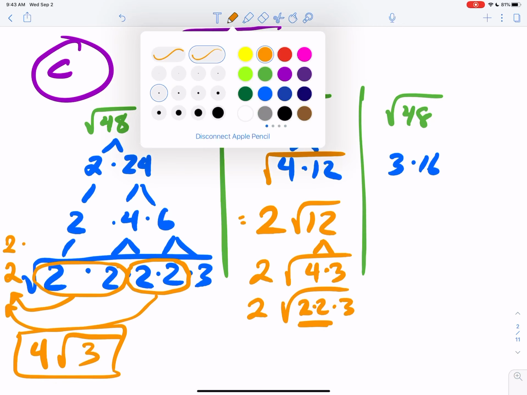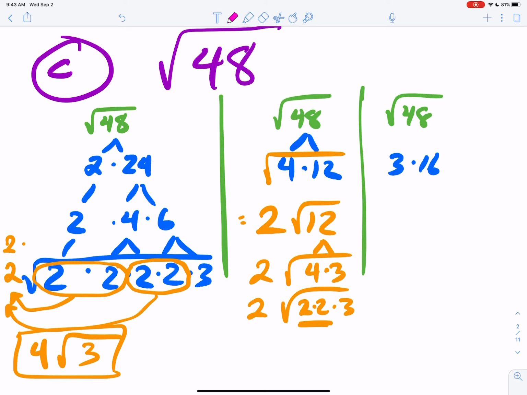Now, if you're really good with your multiplication, if you think about your largest perfect square, in this case, like 16, 16 is the largest perfect square factor. So then the square root of 16 is 4, and you're left with a 3. That's if you're really good with multiplication. But again, go with where you're at, okay? Don't try to rush your process here, okay? If you're not good with multiplication, take your time. If you are good with multiplication, you could probably skip a few steps.